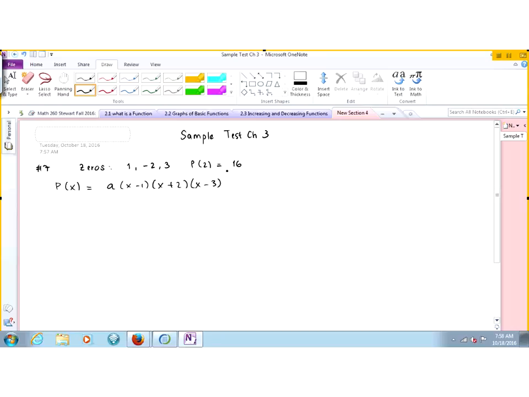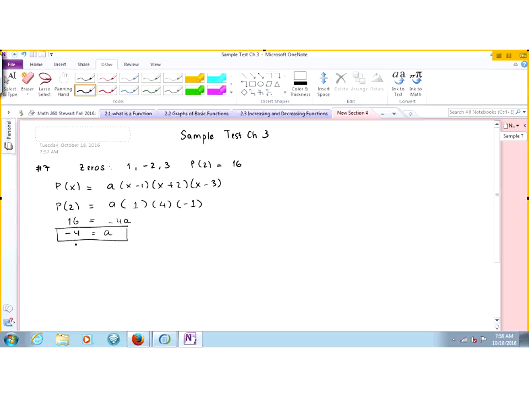So if you have P of 2 is 16, so P of 2 is equal to a times 2 minus 1. What is 2 minus 1? 1. 2 plus 2, which is 4. And then 2 minus 3, which is -1. So 16 is equal to, what is it, -4a? Yes. So a is equal to -4. All right. Good. So basically your function is -4 times all these, so you could just multiply.